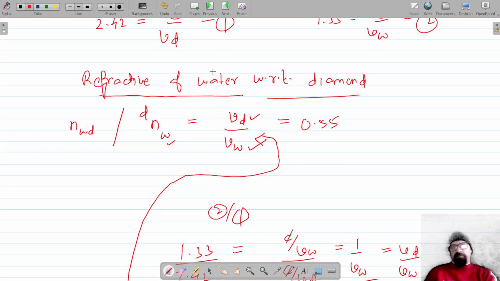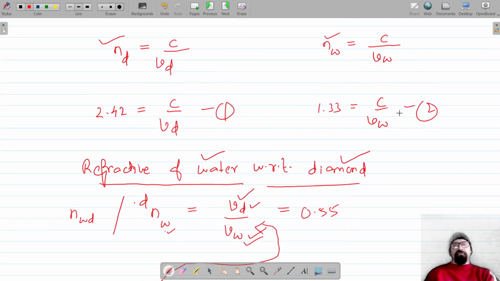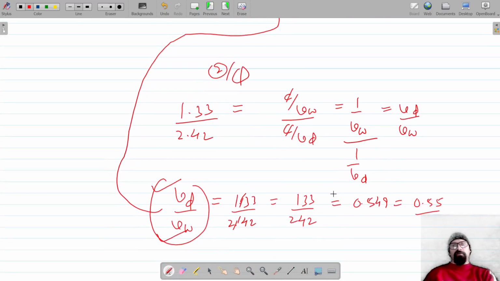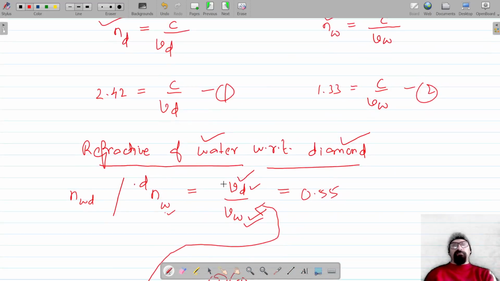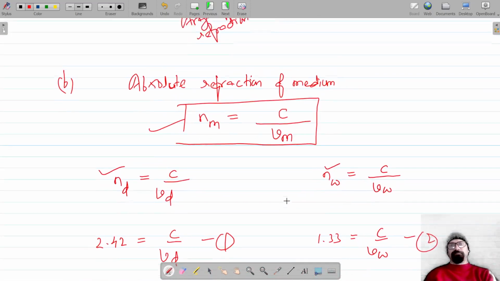When you write refractive index of water with respect to diamond, that means the speed of light in diamond should be divided by the speed of light in water. That gives you the refractive index of water with respect to diamond. And we got that by dividing these two equations, 2 by 1. So we got the ratio of speed of light in diamond to speed of light in water, which is 0.55. This is the refractive index of water with respect to diamond.